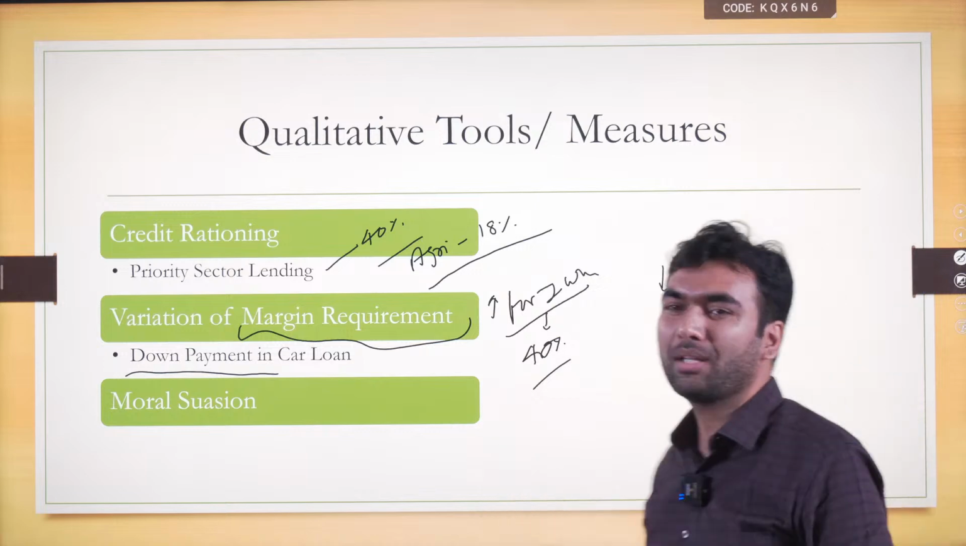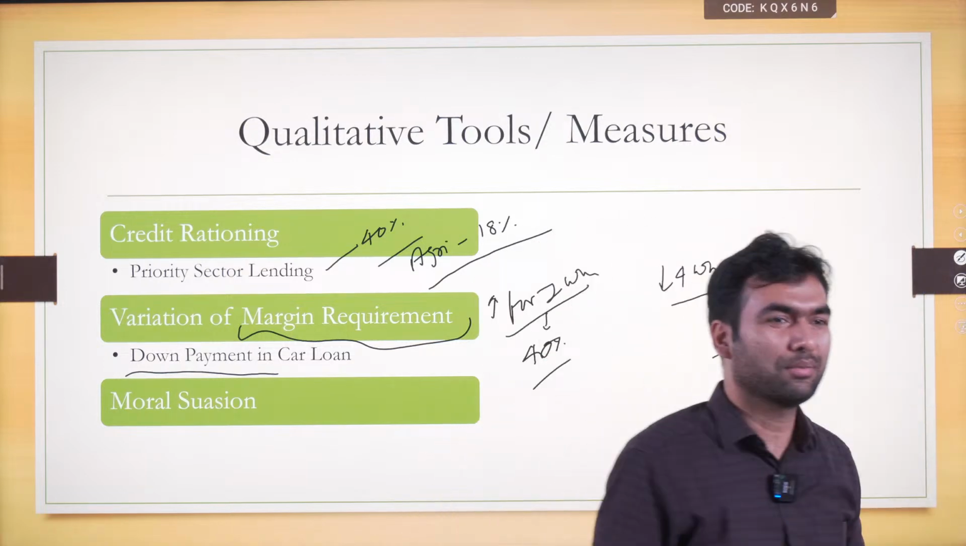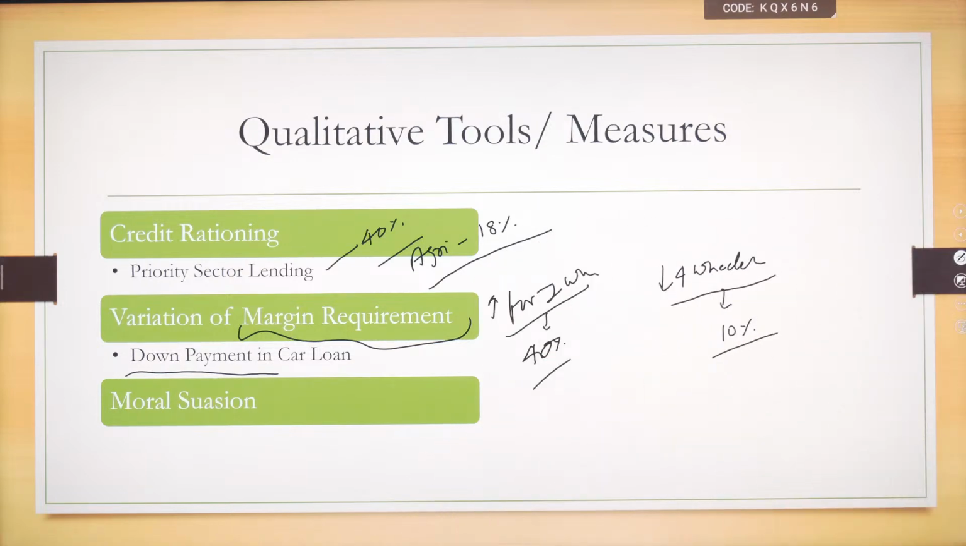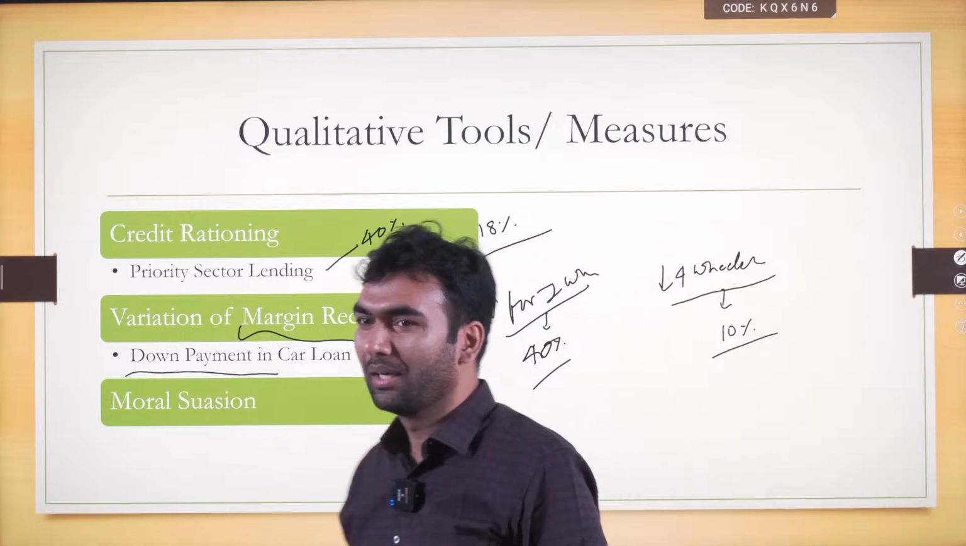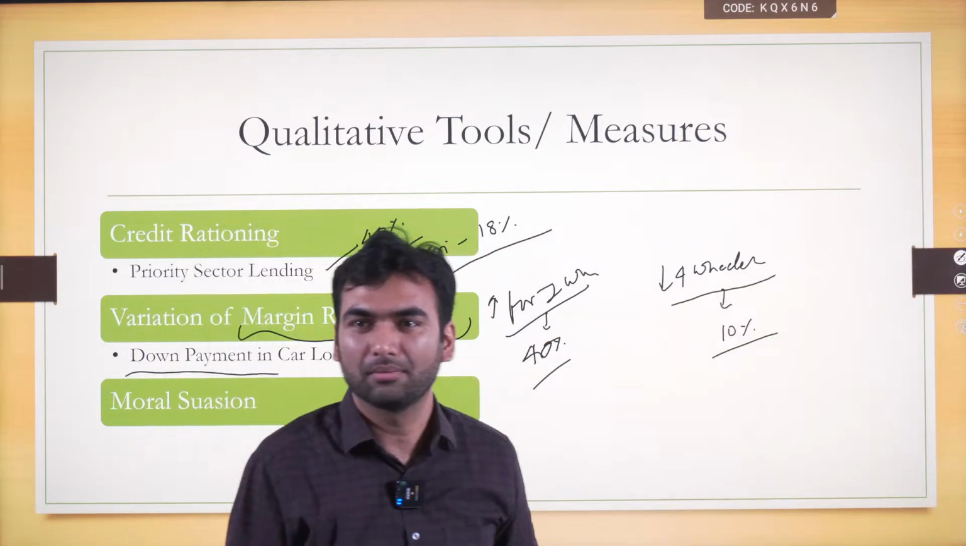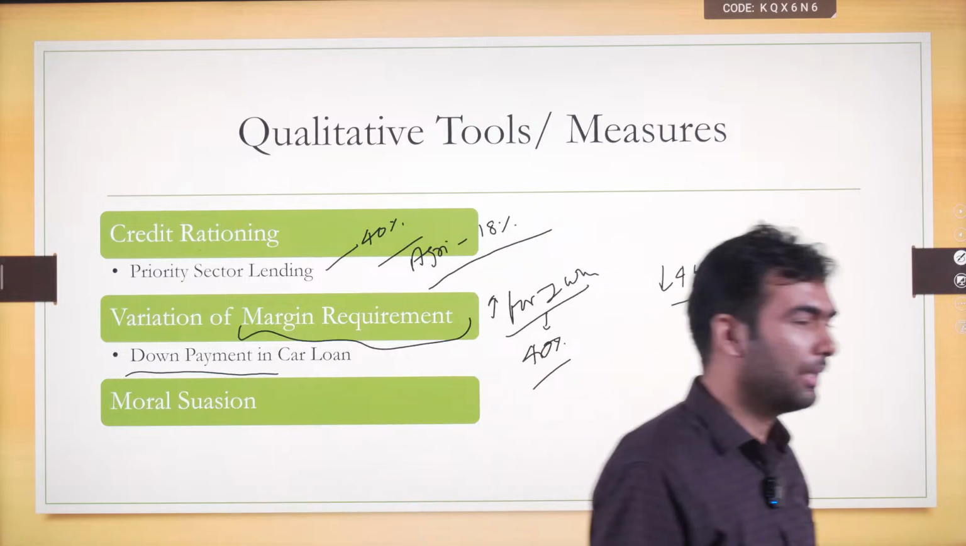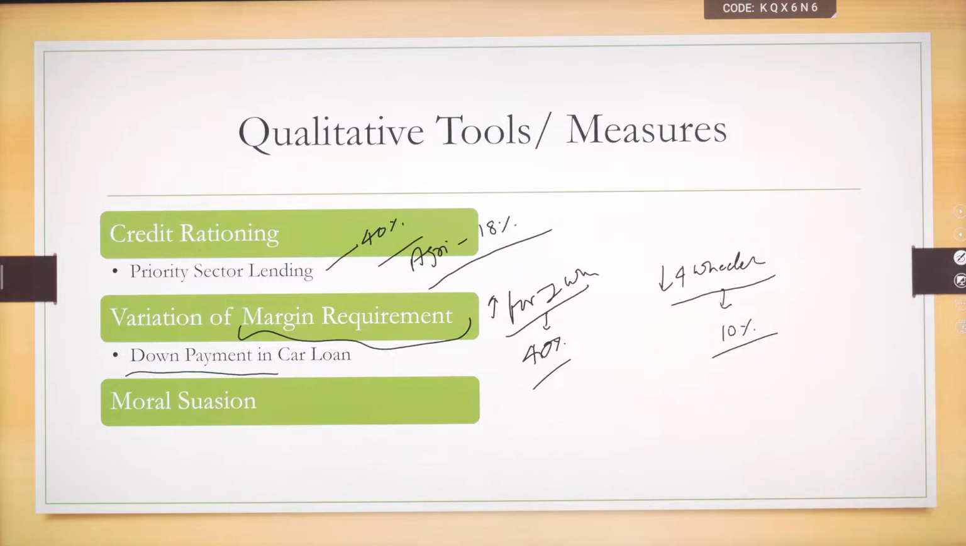Next is moral suasion. A lot of moral advice, etc., RBI also keeps on giving. For example, RBI is telling the banks these days not to give unsecured loans. You are very liberally distributing credit cards. Please do not do that.